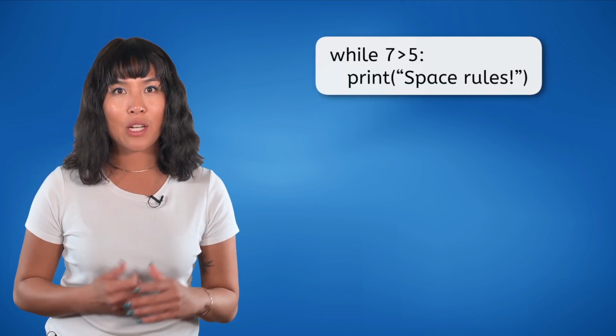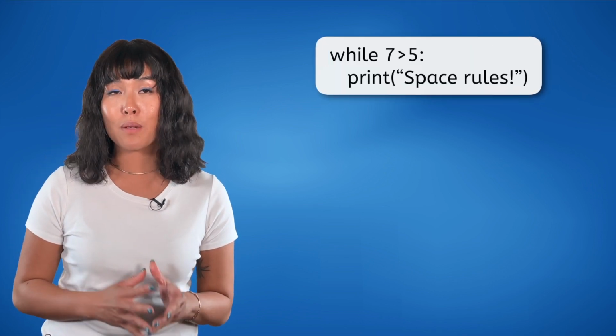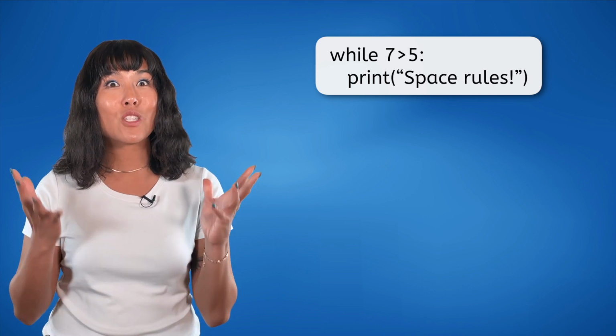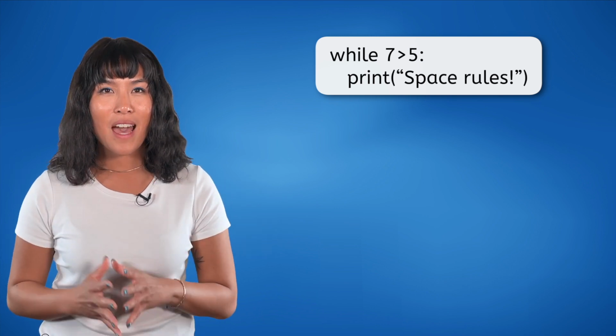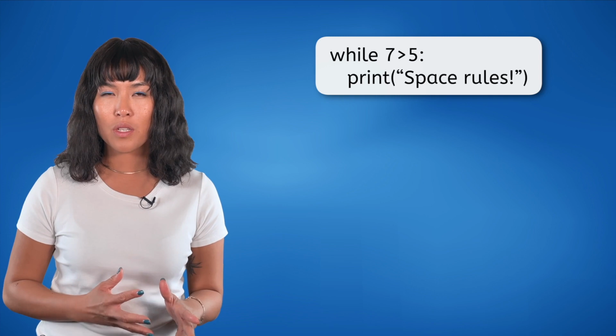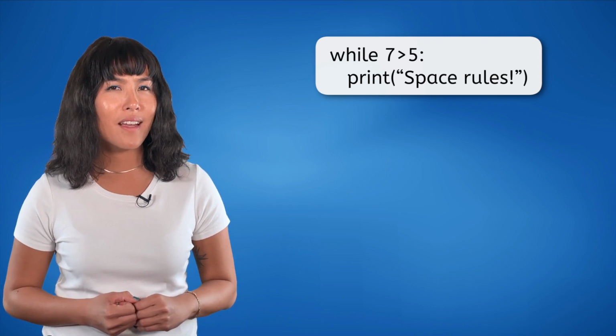Whew! Thanks to your excellent code, our spaceship was able to land without any issues. Thanks! Let's take a look at a common issue when using while loops. Here's an example of a loop statement to print the words, space rules. As we loop through this code, do you notice anything interesting?